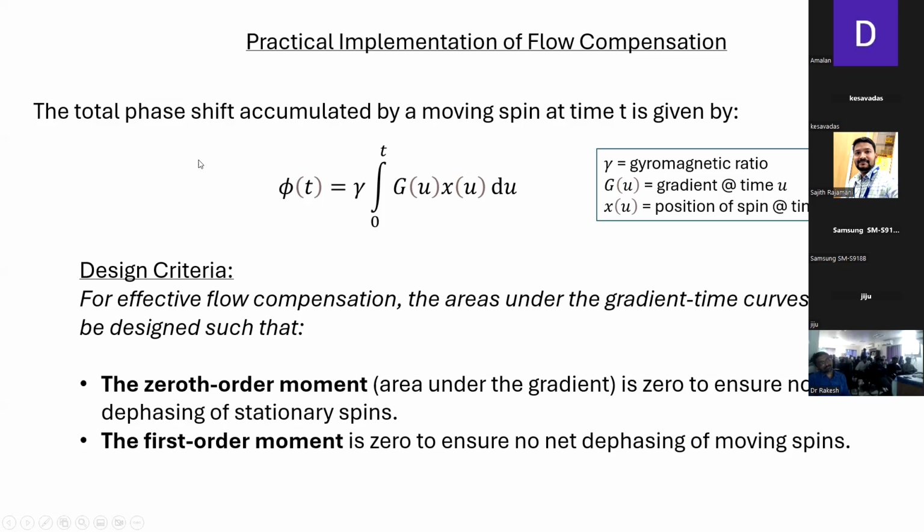That was a hypothetical example to understand the concept, but how do we practically implement this? The actual phase shift because of the gradients can be represented by this equation. Here gamma is the gyromagnetic ratio, g of u is the strength of the gradient at time u, and x of u is the position of the spin at time u. We have two terminologies here. One is the zeroth order moment, which is applicable for the stationary spins. The second one is the first order moment, which is applicable for the flowing spins.